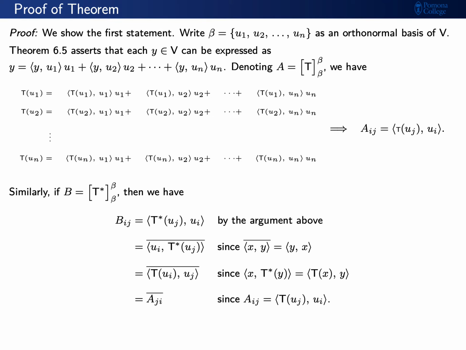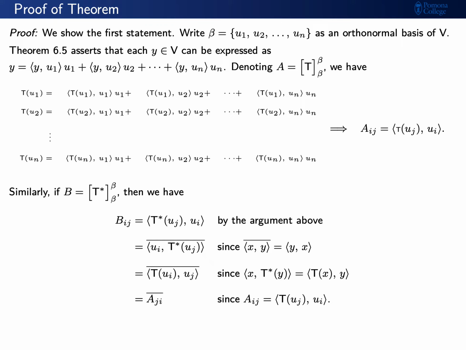Similarly, let's let B be the matrix representation with respect to the adjoint T star. Then this means that all of our entries B sub ij can be written as the inner products of T star of uj and ui. Now, since our inner product is conjugate symmetric, we can write this in terms of the complex conjugate of the inner product of ui and T star of uj.